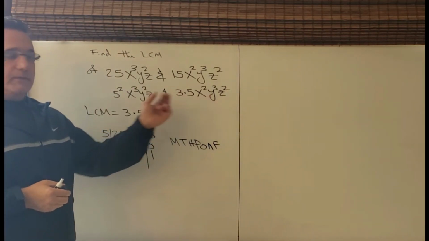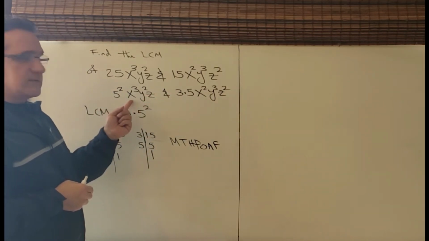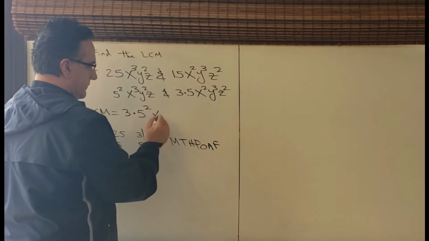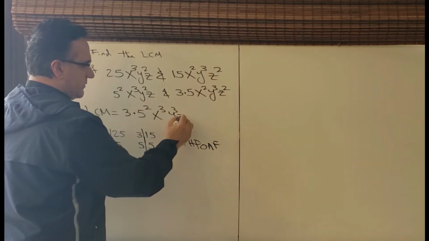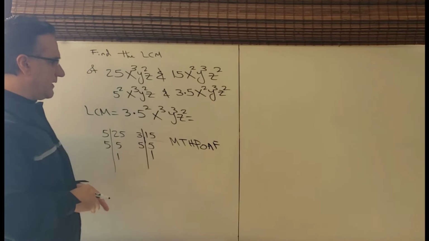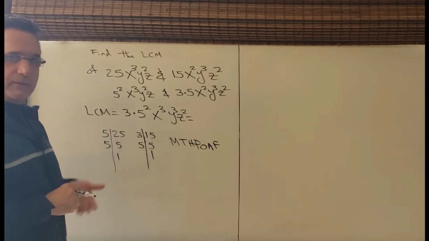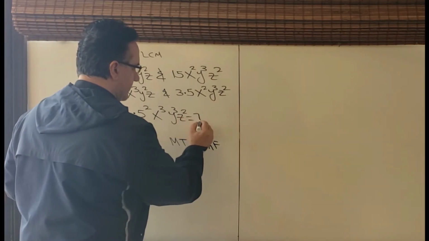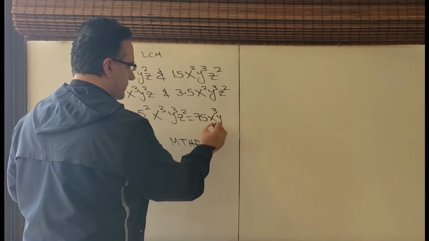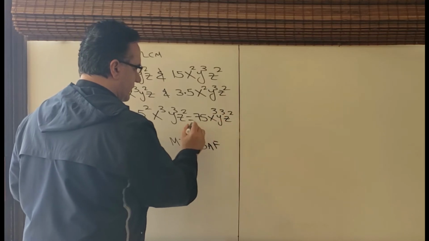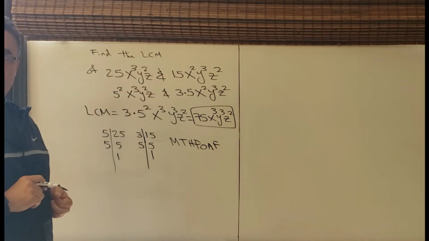Now we move on to the variables. Notice we have a common factor of x, and the highest power of x that you see is what? X cubed. For y, it's going to be y cubed. And for z, it's going to be z squared. We're almost finished. We're just going to clean it up by multiplying these out. So that's 25 times 3 gives us what? 75. And then x cubed y cubed z squared. And therefore, we now have the least common multiple of those two variable expressions.